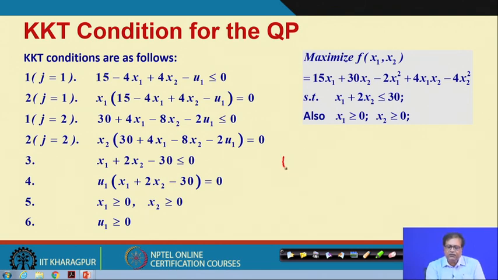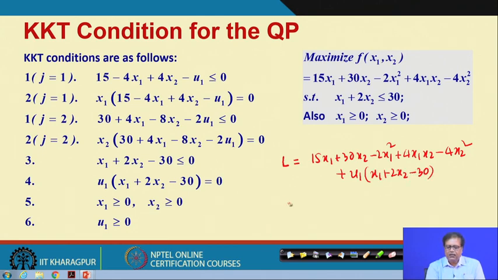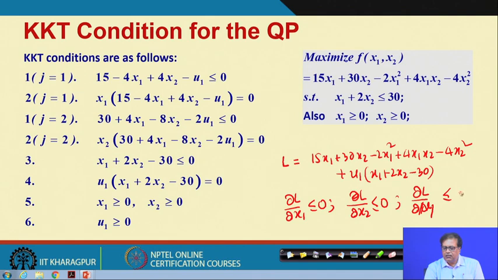First we formulate L equal to 15 x1 plus 30 x2 minus 2 x1 square plus 4 x1 x2 minus 4 x2 whole square plus u1 times x1 plus 2 x2 minus 30. Then I get del L del x1 less than or equal to 0, del L del x2 less than or equal to 0, del L del u1 less than or equal to 0.